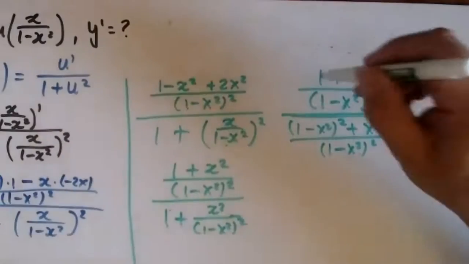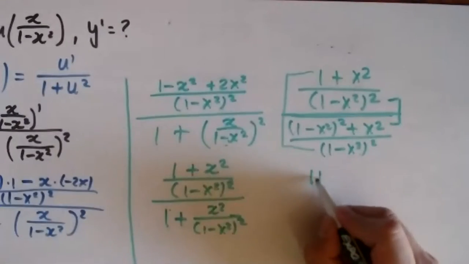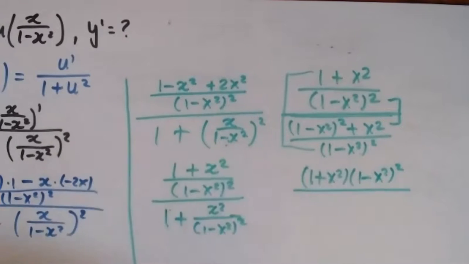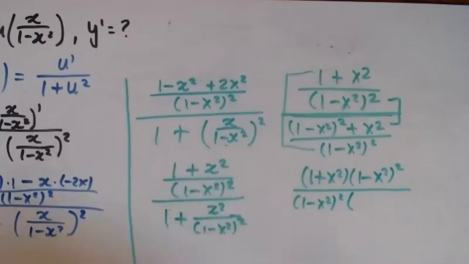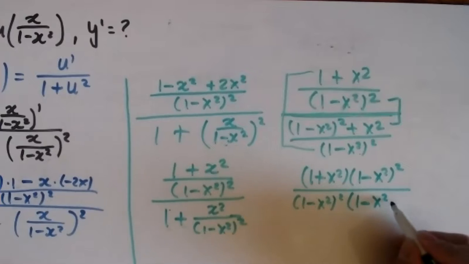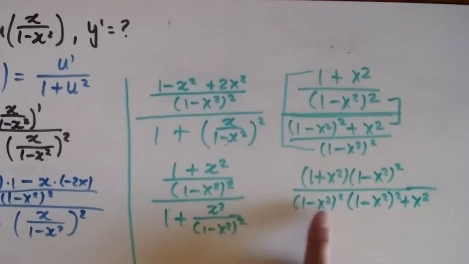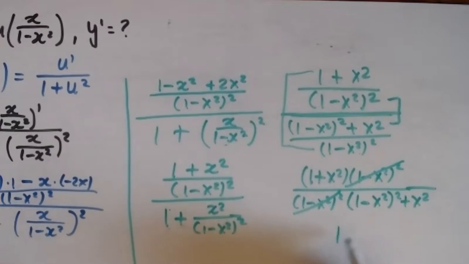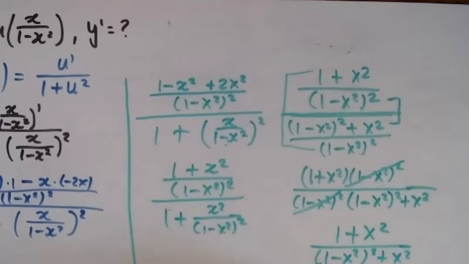Then I'm going to apply my sandwich rule. These two at the top, the product, and these two at the bottom. So I'm going to have 1 plus x squared times 1 minus x squared over 1 minus x squared, parentheses, 1 minus x squared plus x squared. Yeah, crazy. Not bad, because you see this expression is repeated right here, so I can cancel this with this. And then I'm going to have 1 plus x squared over 1 minus x squared plus x squared. And that is my answer.